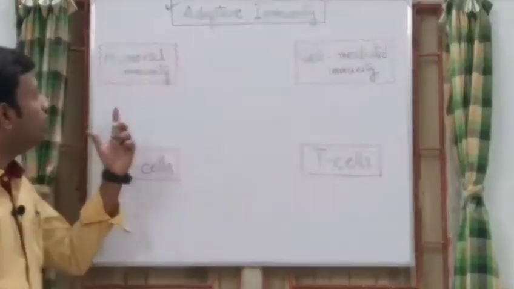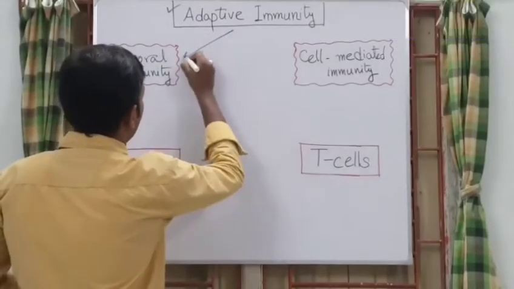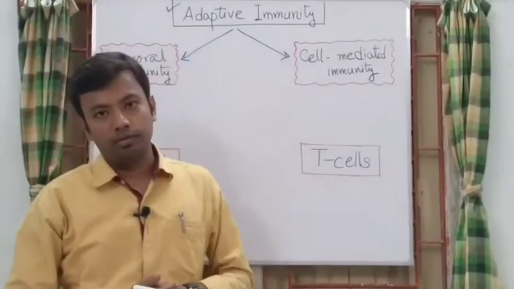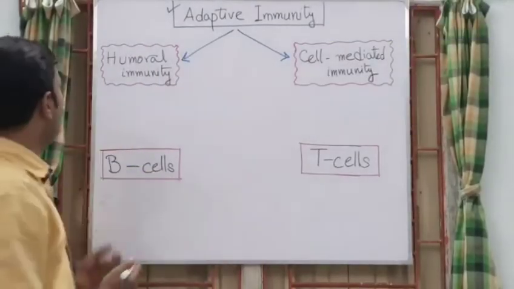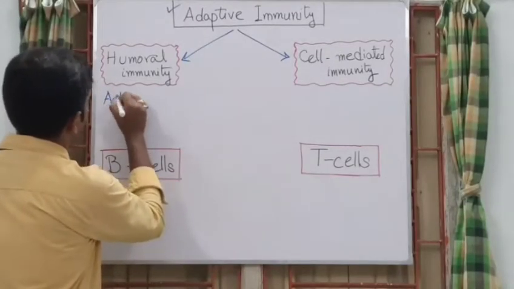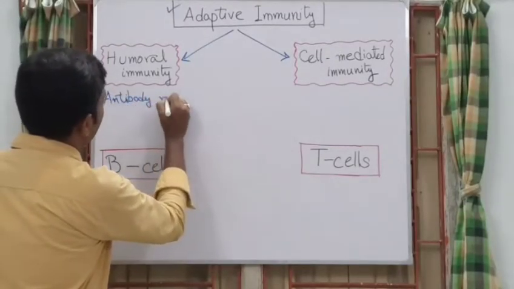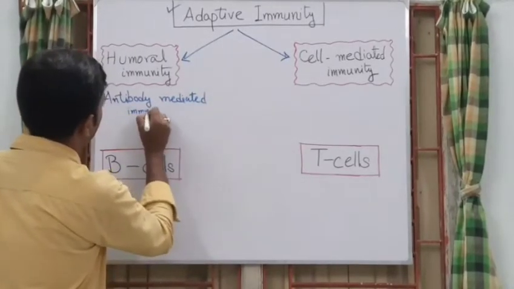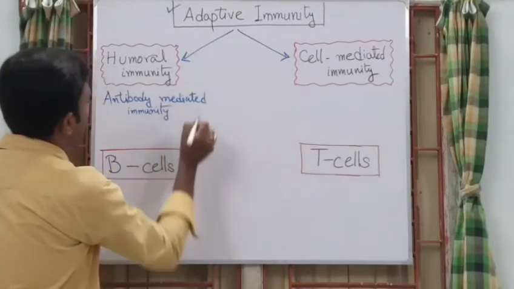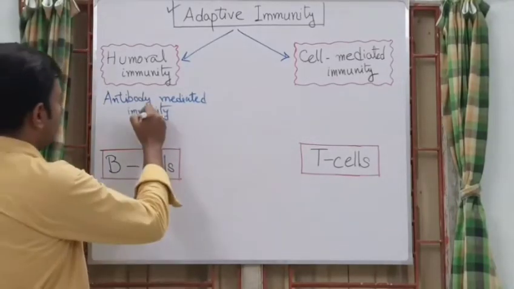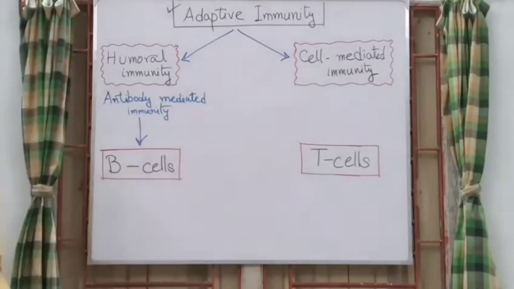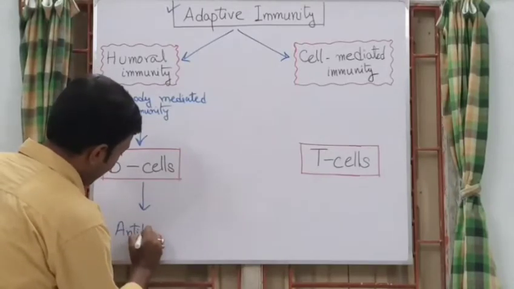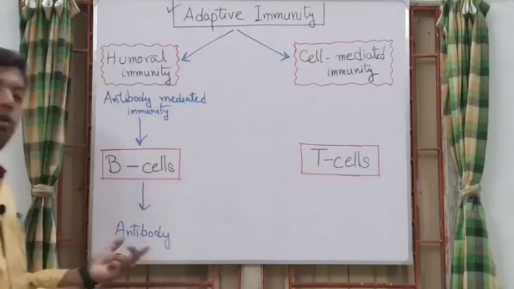Now, being two different components of adaptive immunity, both the humoral and cell mediated immunity act differently from each other. Humoral immunity, which is also known as antibody mediated immunity, acts through B cells, and upon activation B cells can produce antibodies.